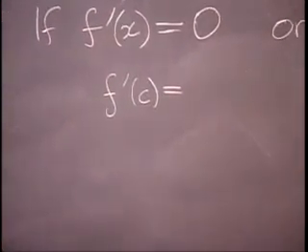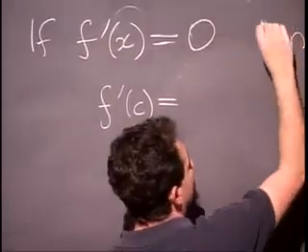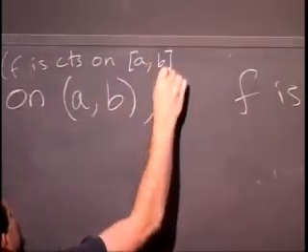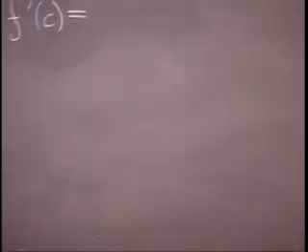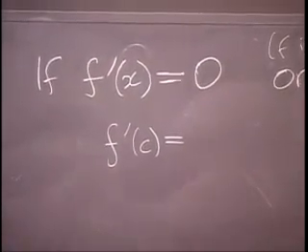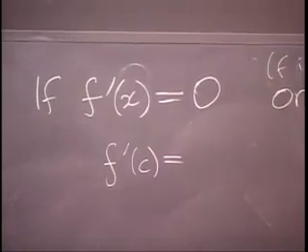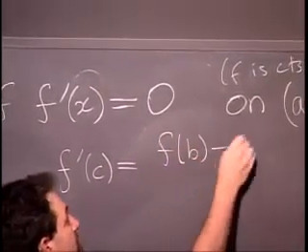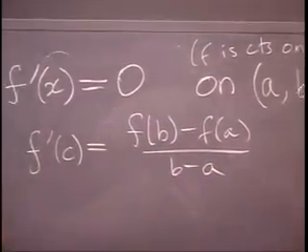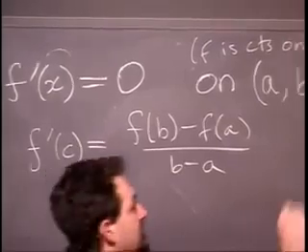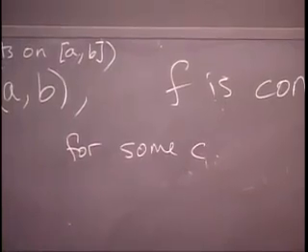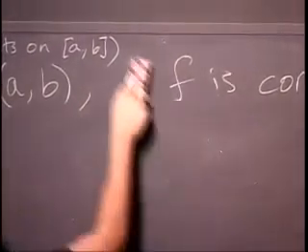F prime of c, and let's assume f is continuous on a b, although you actually don't need this. It doesn't hurt to also fill in the endpoints. You can get around this, but I don't want to get too bogged down about it. Let's assume that f prime is 0. So we know f prime of c is f of b minus f of a over b minus a. Actually, I have to be a little more careful here. Sorry. You know what? I'm going to start again.